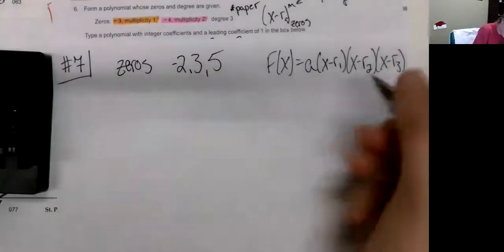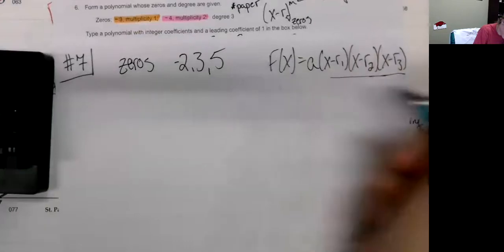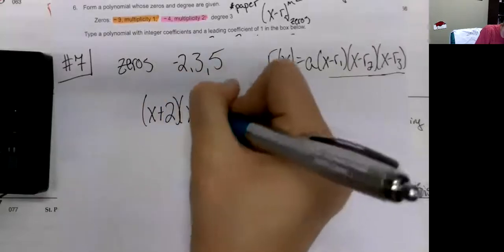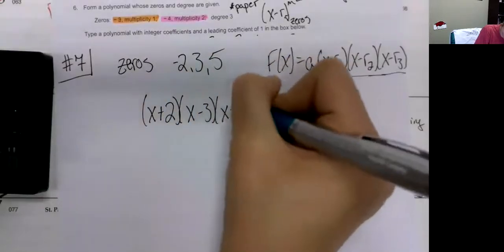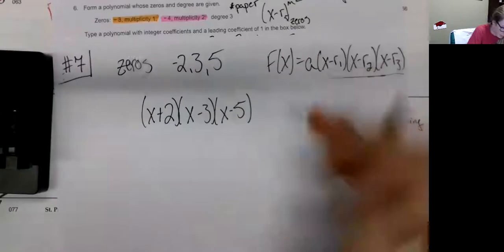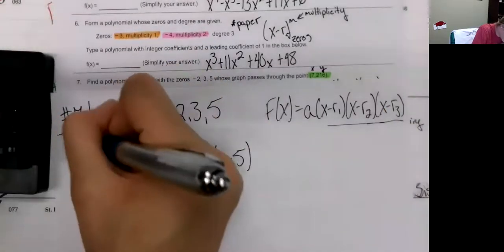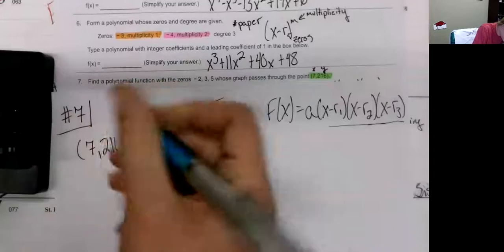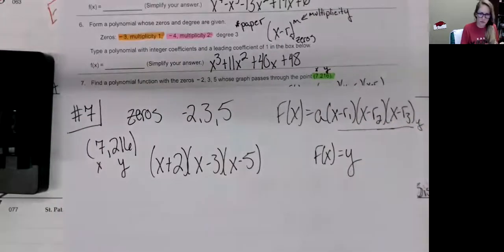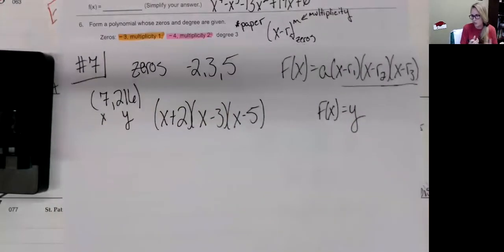So here we go. I'm going to go for this part first, right here. So I have x subtract -2, x subtract 3, and x subtract 5. Okay, now the point they gave me, we're going to pull that back up here, 7 and 216. This is my x and my y. I remember that f of x equals y because they are interchangeable, a function notation and a y. We have 1 point, so we're going to switch to y.